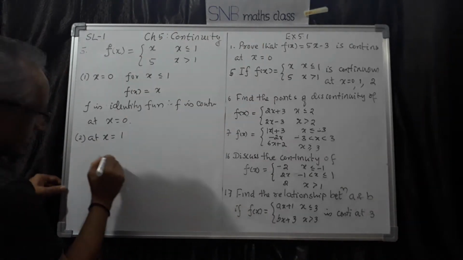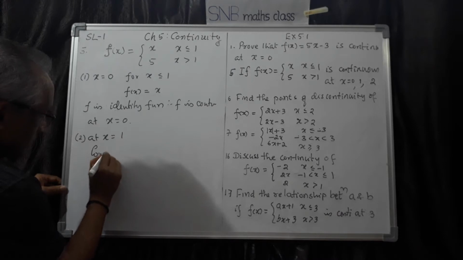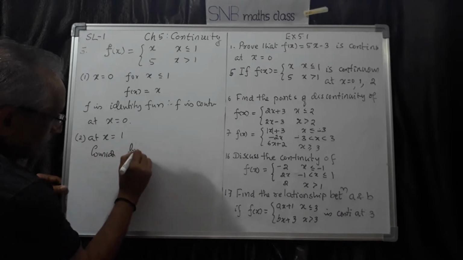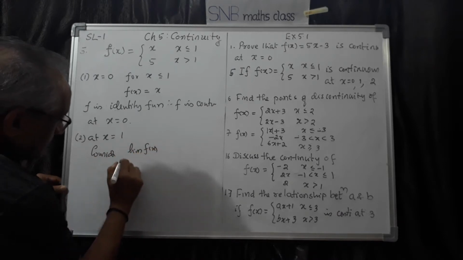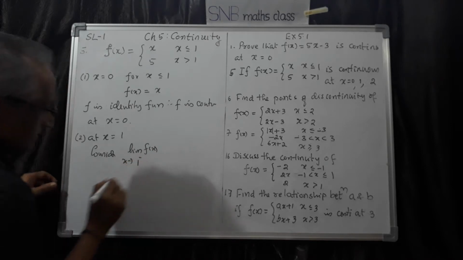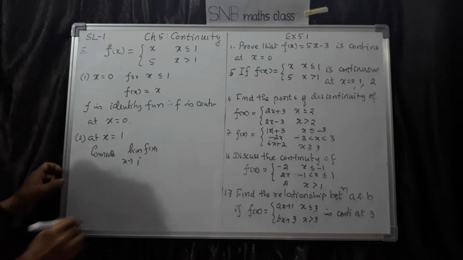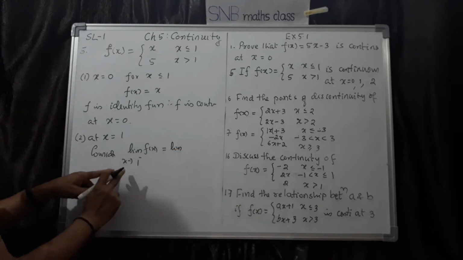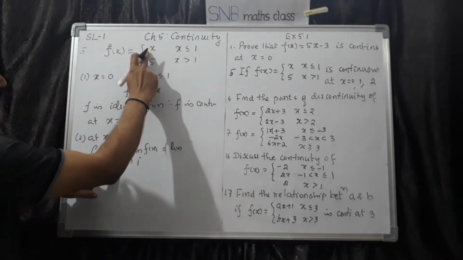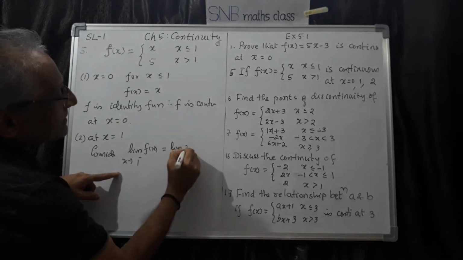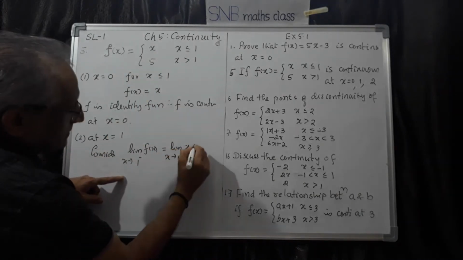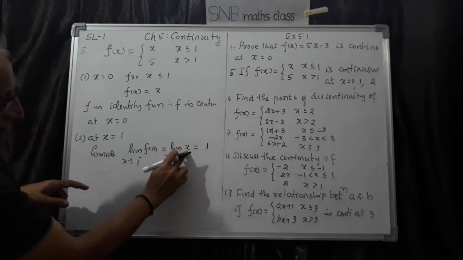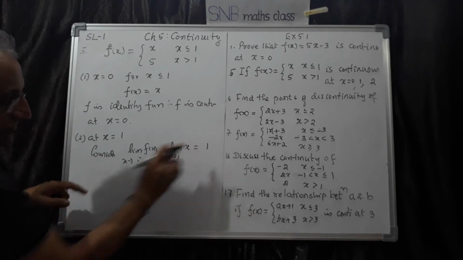So first, what I do is consider the limit of f of x as x tends to 1 minus, that means the left side of x equal to 1. Limit 1 minus means what is the function? Less than 1. This is the function. Therefore, I have to write x tends to 1. Definitely it is 1. At x equal to 1, substitute here, so 1.